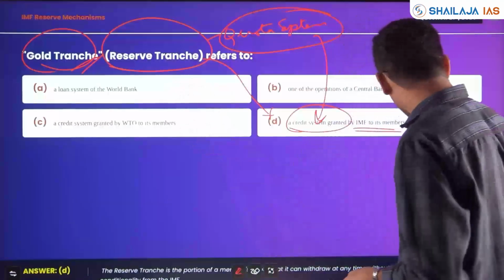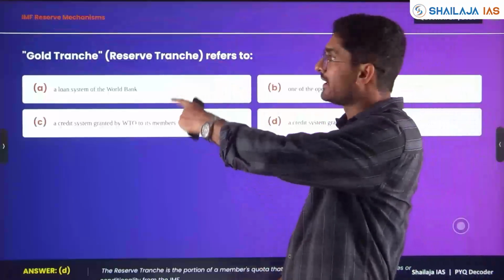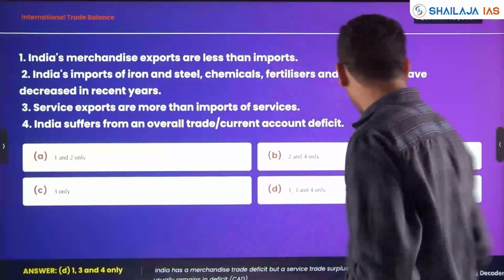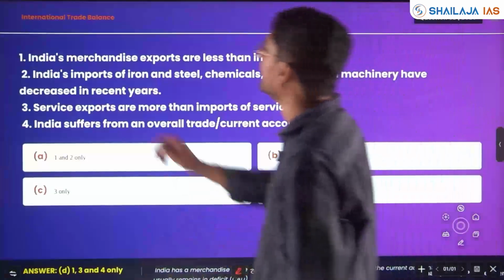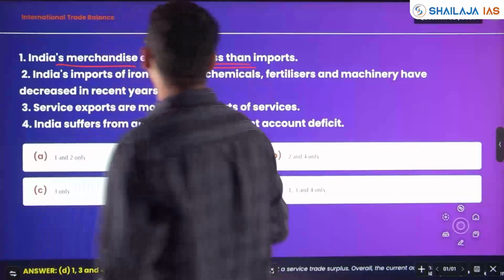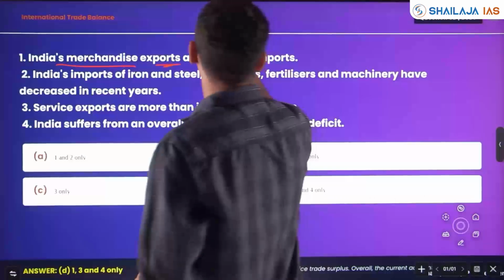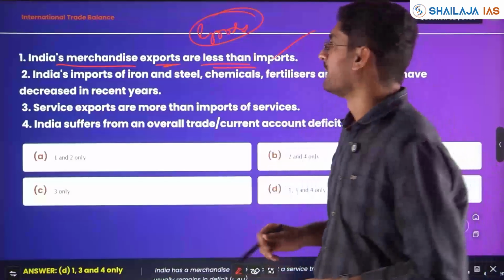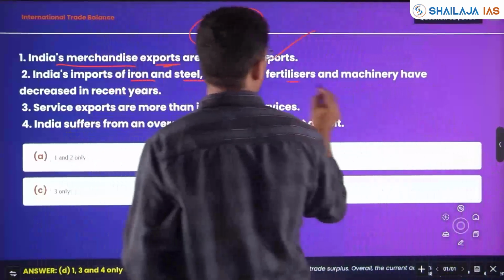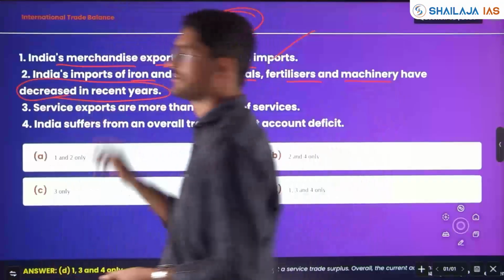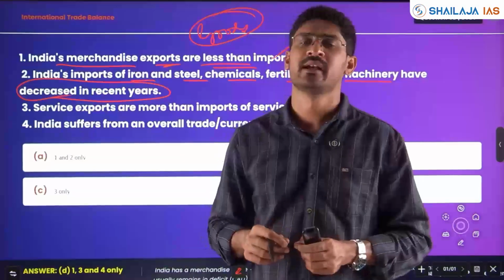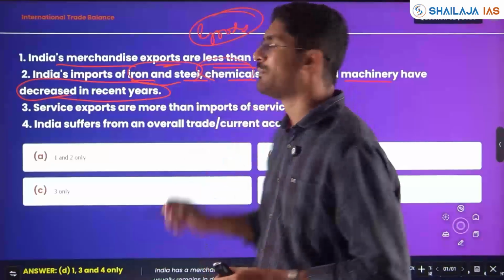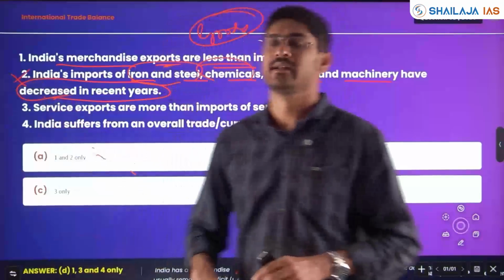Already we saw rapid financial instrument. Now with respect to the IMF, gold tranche and reserve tranche were in the news. Again, international trade balance, we'll see very quickly. India's merchandise exports are less than imports. Yes, in goods we import more and exports are less. However, we are a service surplus country. India's imports of iron, steel, chemicals, fertilizers and machinery have decreased in recent years. Is it? See, India is a developing country. It has a huge appetite for iron and steel base materials, chemicals, fertilizers. Obviously, imports will not decrease, they will increase.